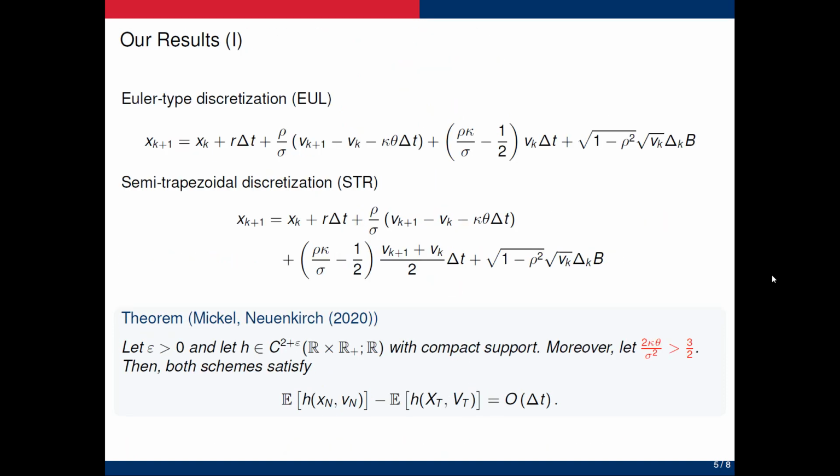Now, we discretized the SDE with the Euler scheme and with a semi-trapezoidal scheme. We called it like that because we only discretized this term here with the trapezoidal rule, and this term is just discretized with the Euler rule.